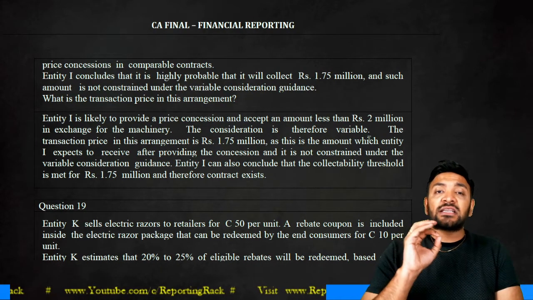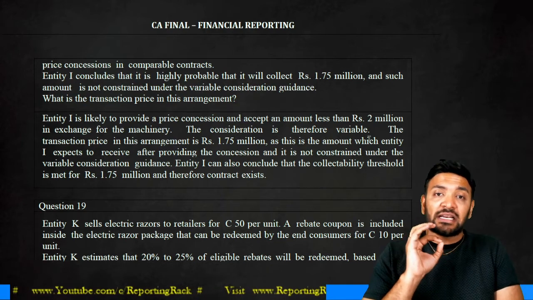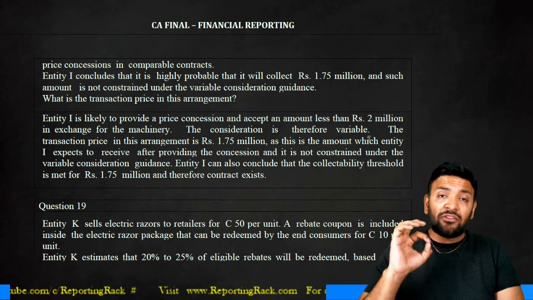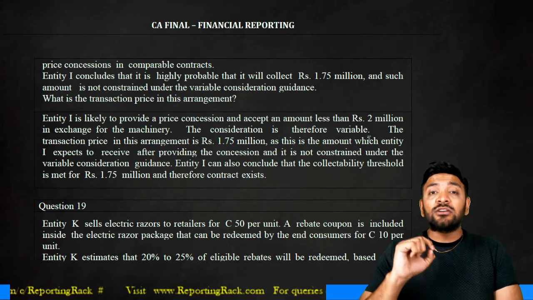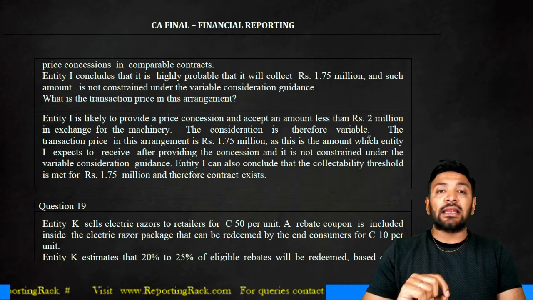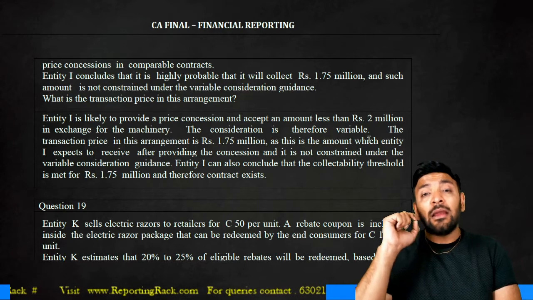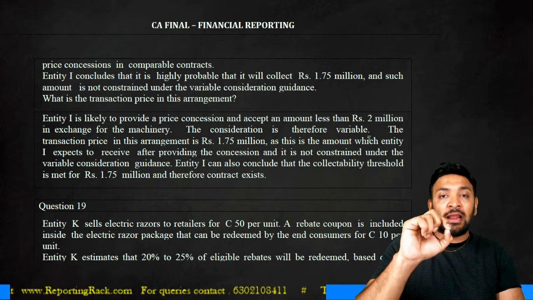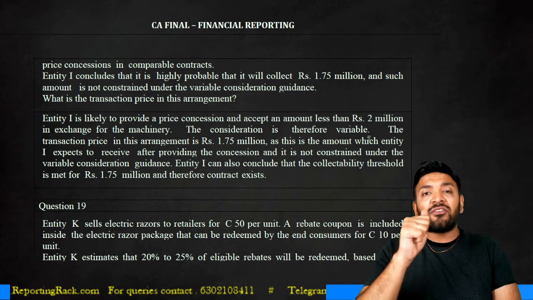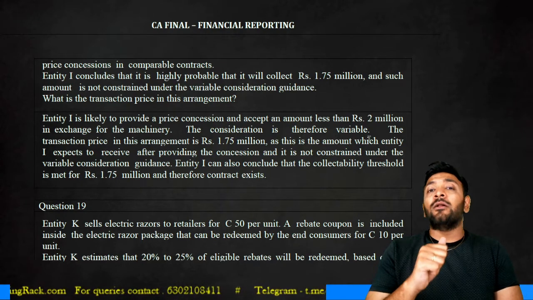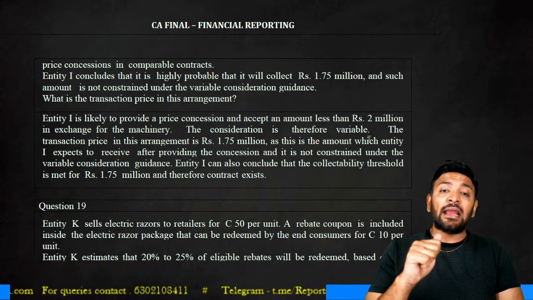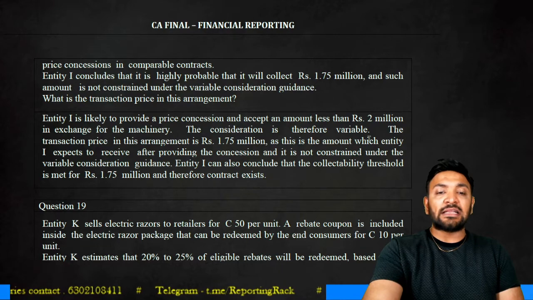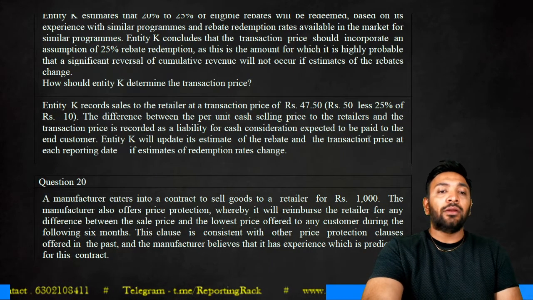Guys, whenever there is a past trend of price concession, then there exists a variable consideration in the contract. Whenever I have variable consideration in the contract, I will recognize revenue only to the extent to which the reversal of revenue is not highly probable. Where is the reversal of revenue not highly probable? To the extent of 1.75, which is likely to be received. Therefore, Entity I can recognize revenue to the extent of 1.75. Clear? What is the transaction price? It is only 1.75.